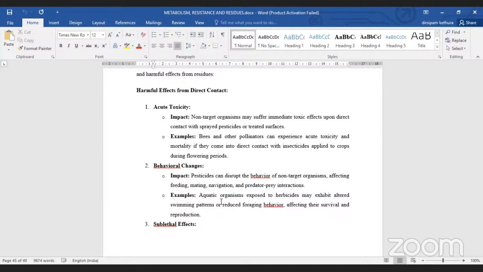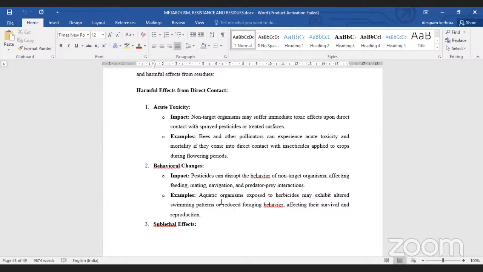And the second one under harmful effects from direct contact, behavioral changes. Here, the pesticides can disrupt the behavior of non-target organisms, affecting feeding, mating, navigation, etc. Examples include aquatic organisms exposed to herbicides, which may exhibit altered swimming patterns or reduced foraging behavior, affecting their survival and reproduction.